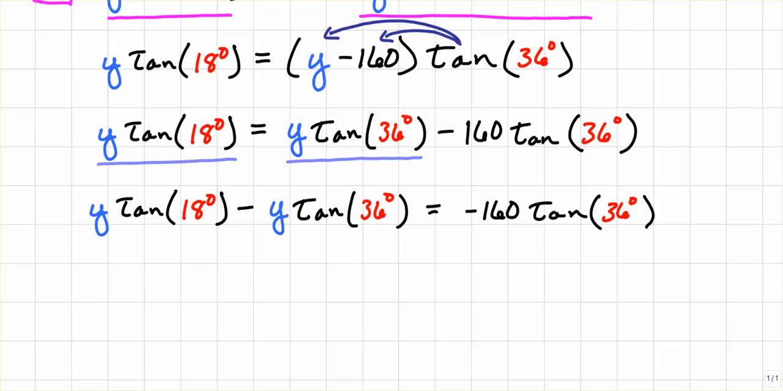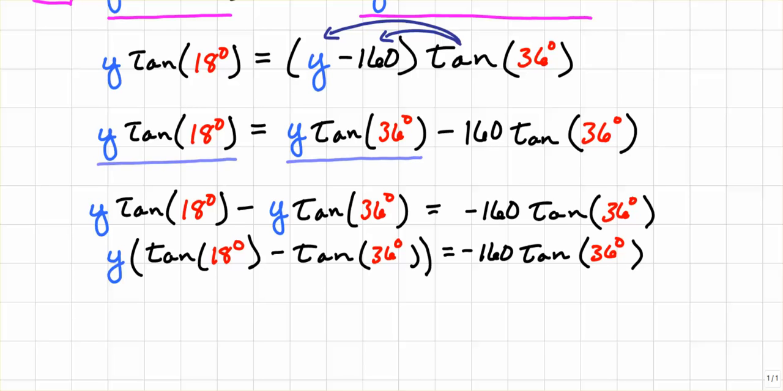Now we will factor the y out of both terms on the left hand side, and we will now have y times the quantity tangent 18 degrees minus tangent 36 degrees is equal to negative 160 times the tangent of 36 degrees. Now what I'm going to do is divide both sides of the equation by this expression right here. Tangent 18 degrees minus tangent 36 degrees.